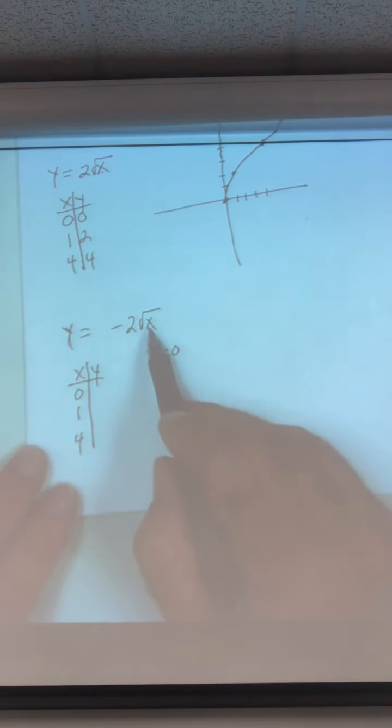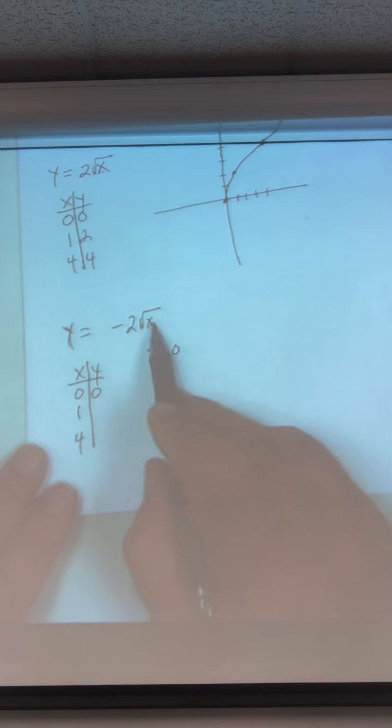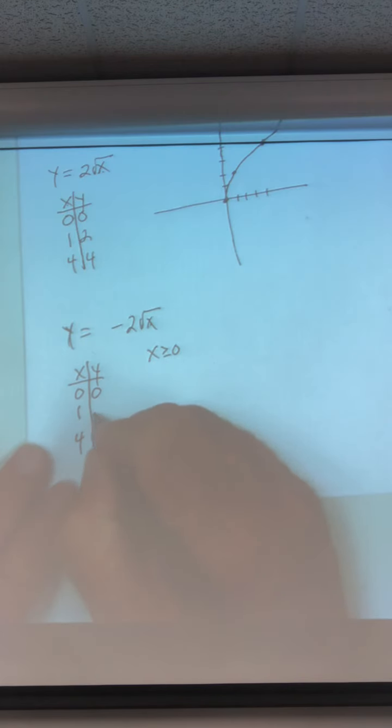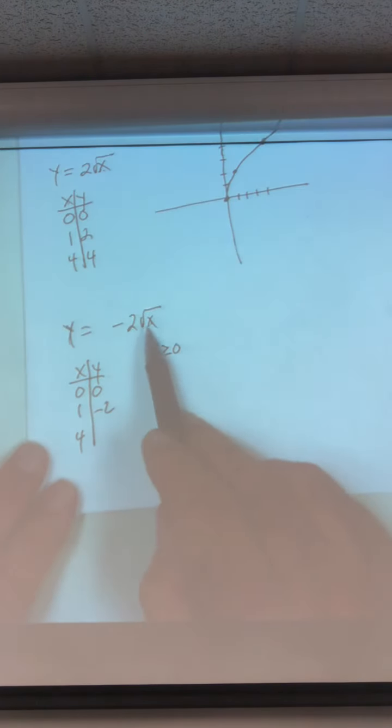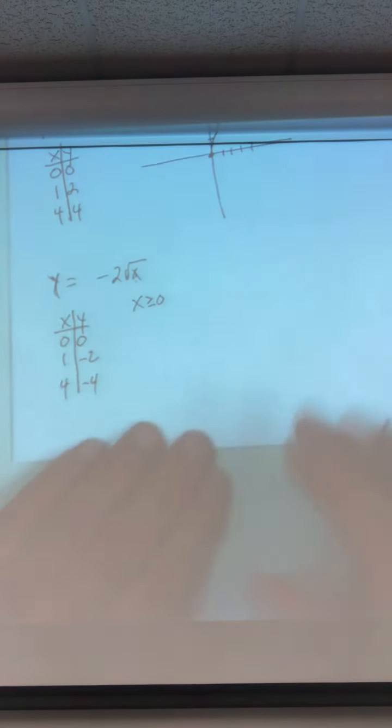If I let x be 0, square root of 0 is 0. 0 times 2 is 0. Let x be 1. Square root of 1 is 1. 1 times negative 2 is negative 2. Let x be 4. Square root of 4 is 2. 2 times negative 2 is negative 4. Watch what happens now.